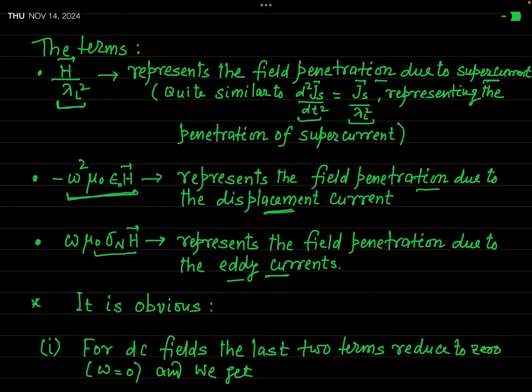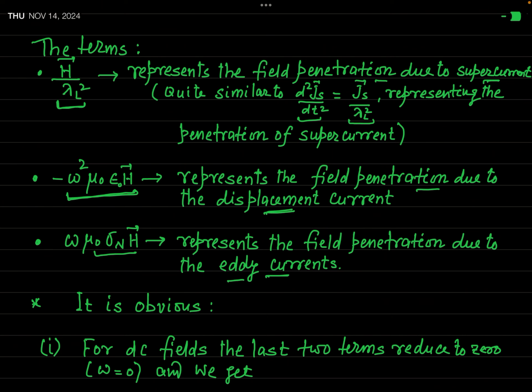Because whenever a conductor is placed in a varying magnetic field, an eddy current is produced, and that eddy current, or disturbing current, is also responsible for the penetration of magnetic field. So these results are very different from the case of DC field. In case of AC field, in the surface of a superconductor in a magnetic field, there will be a penetration of magnetic field inside the material due to three reasons. These are due to the supercurrent, the displacement current, and the eddy current. Okay.